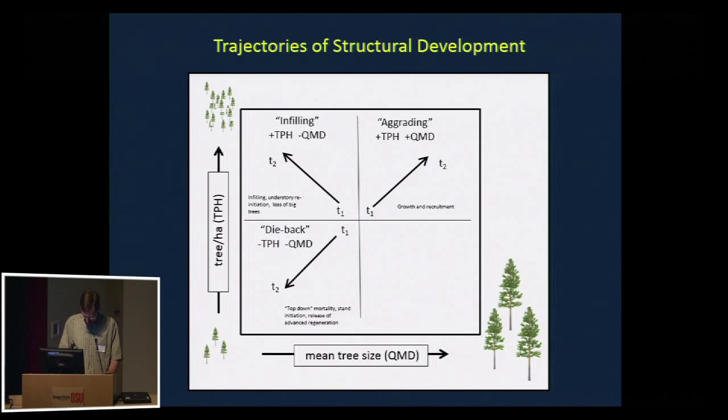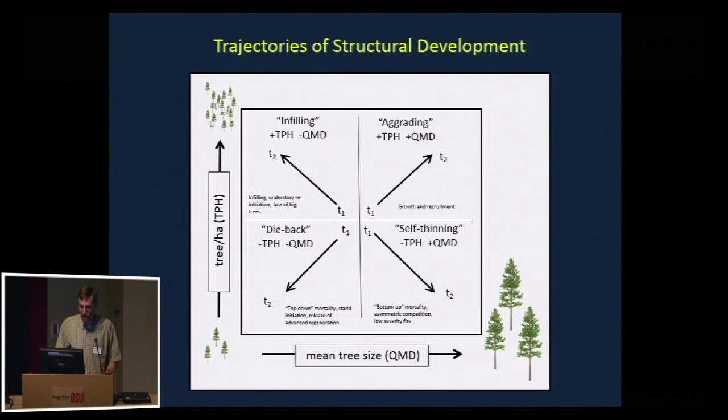And then finally, maybe the one that people are most familiar with is self-thinning, where the number of trees in your stand is going to decrease, but on average, the tree size is going to get bigger. And this is going to be the result of what I call bottom-up mortality. So asymmetric competition where bigger trees are excluding smaller trees. Could also be associated with low-severity fire, where the smaller trees are preferentially killed.